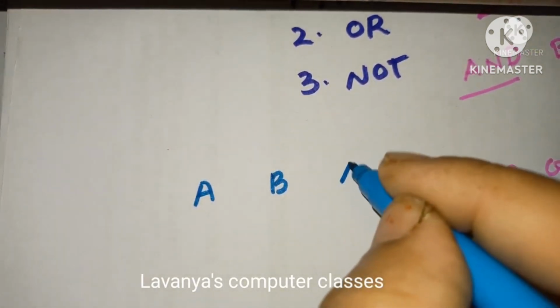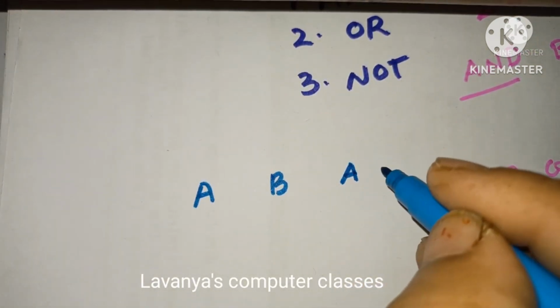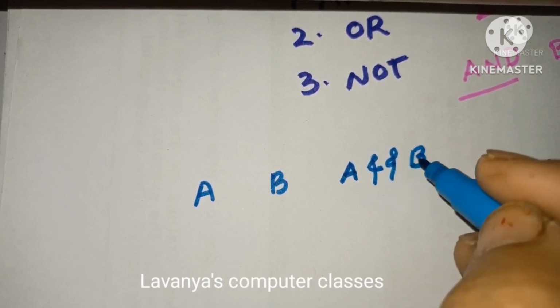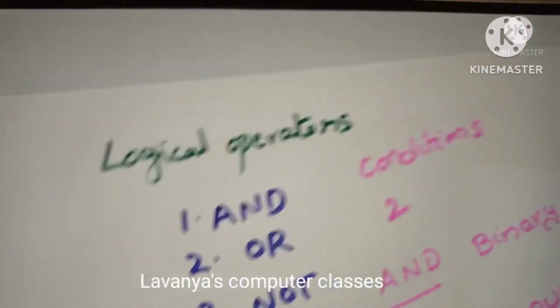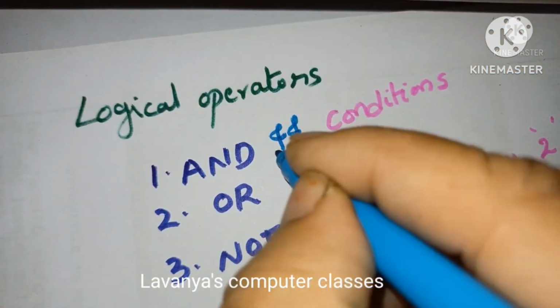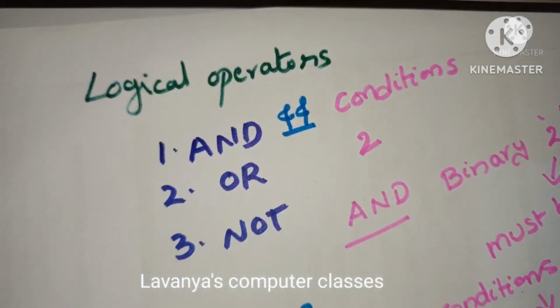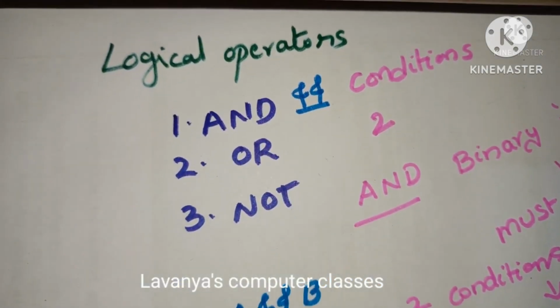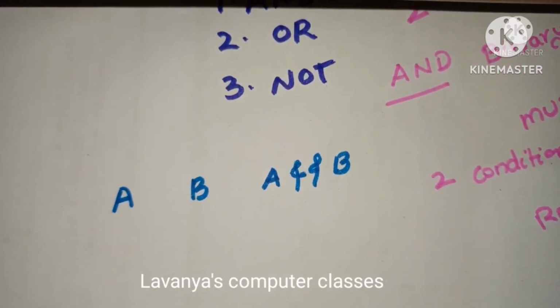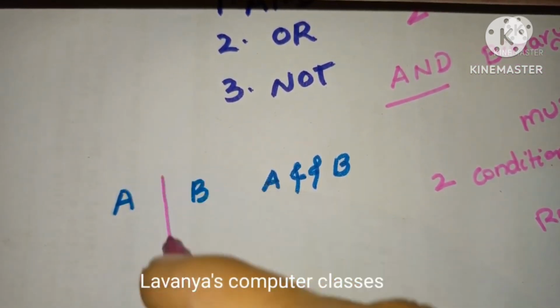Between these two conditions, I apply the logical AND operator. In C language, for the logical AND operator, you use a symbol called the double ampersand. Two times you are using the ampersand. That is the symbol for the logical AND operator. So now I will write the truth table for the logical operator AND.